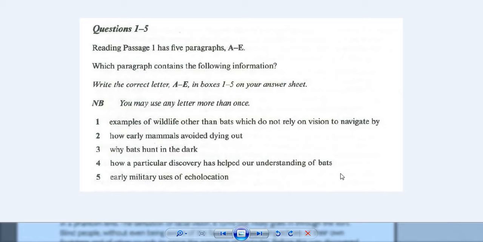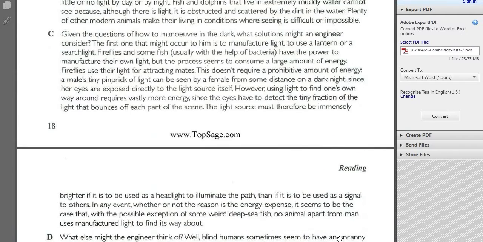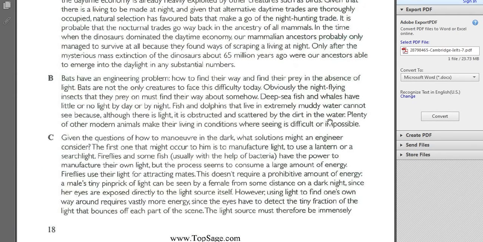Now here, I'm looking at this one. It says, examples of wildlife other than bats, which do not rely on vision. Now, I see this keyword wildlife. And what I need to do is match what paragraph I will find this information in. Well, I see the word wildlife, and I automatically start thinking about the paragraph that had all these animals in it. Night-flying insects, fish and dolphins. And I think to myself, the answer is found here.